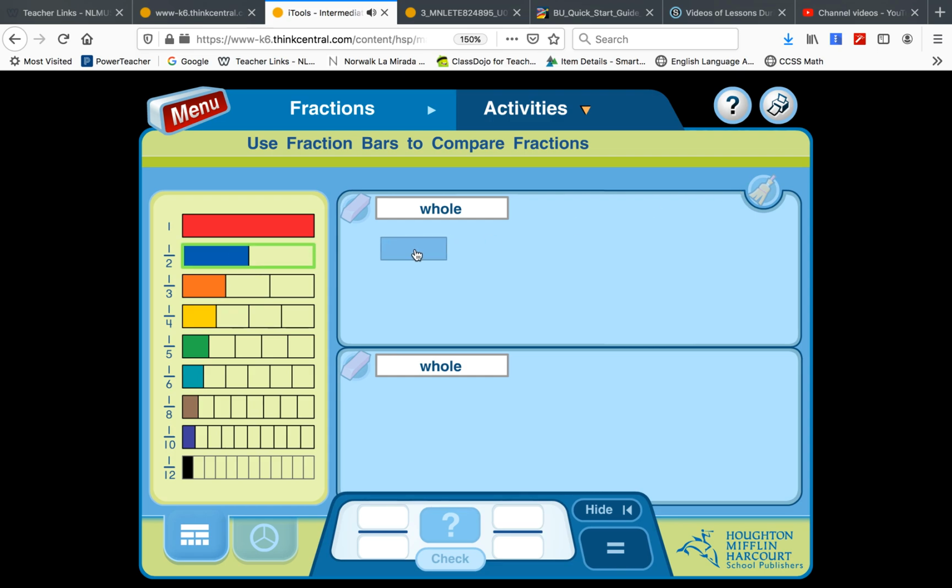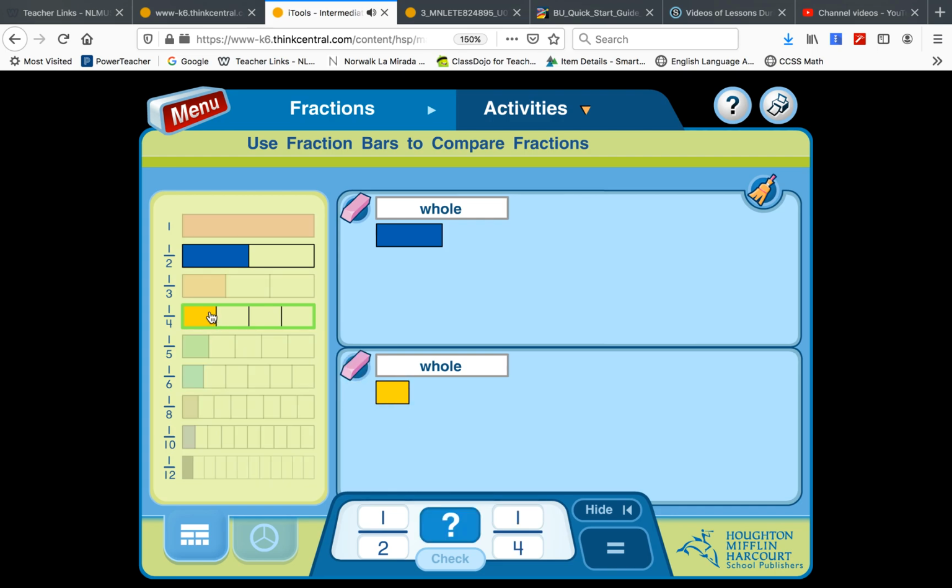Let's compare 1/2 to 3/4. Now I can tell by eyeballing it that 1/2 is less than 3/4, but I just want to try my little trick just for fun. 1 times what equals 3? 1 times 3 equals 3. Then I have to do the same times to the bottom. Does 2 times 3 equal 4? No, these are not equivalent.